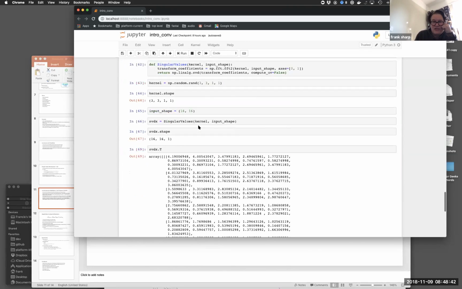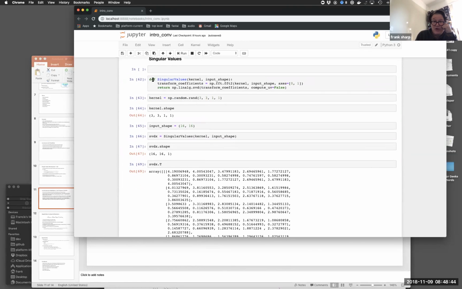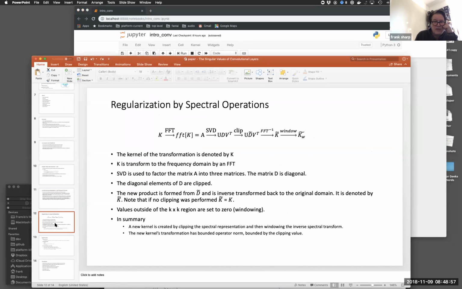I won't talk about this. This is actually from the paper, their definition from the paper. It might be a good place to continue on if you want to play around with this. So I'm going to go back to our paper.